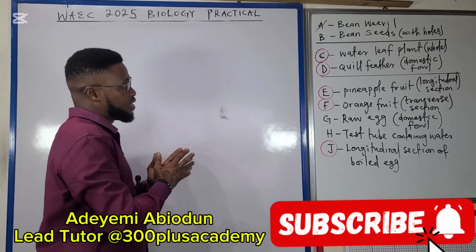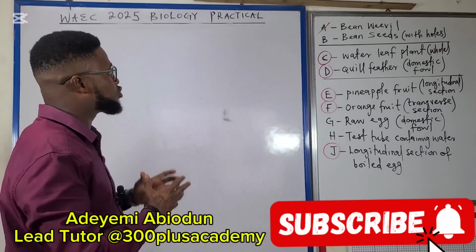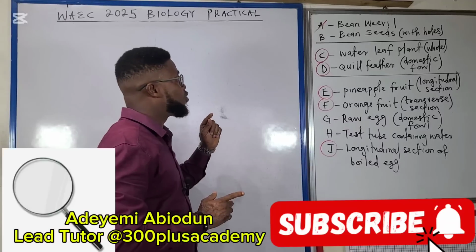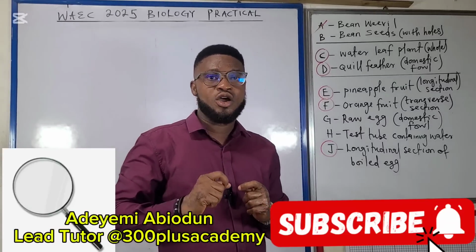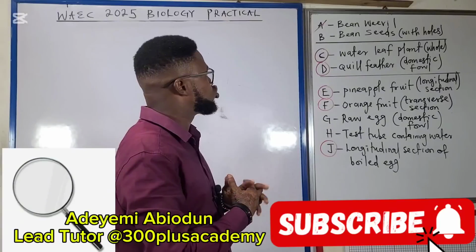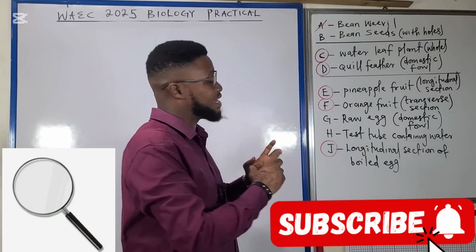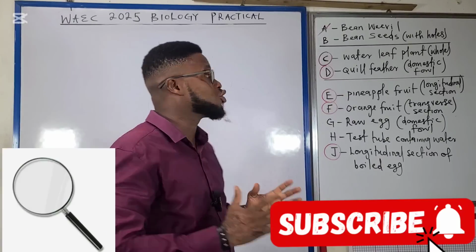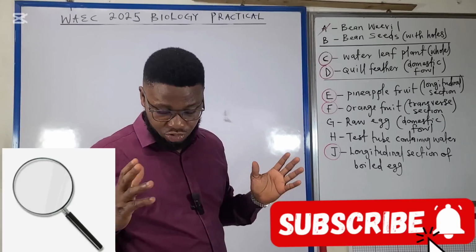In some of the instruments to be provided for the exam, we have a magnifying lens or a hand lens. So with this hand lens, we might be told to examine specimen A and draw. So how do we go about the drawing?